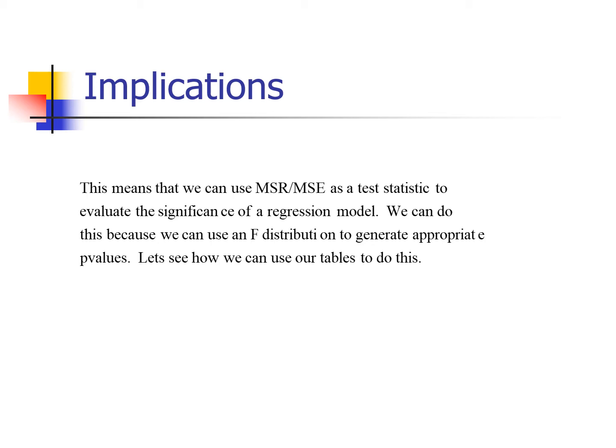So the key takeaway is the quantity MSR over MSE is our test statistic. Larger values of that ratio provide stronger evidence that we should reject the null hypothesis, that in fact there is a relationship between X and Y. And this ratio follows an F distribution with 1 degree of freedom in the numerator, n minus 2 degrees of freedom in the denominator.